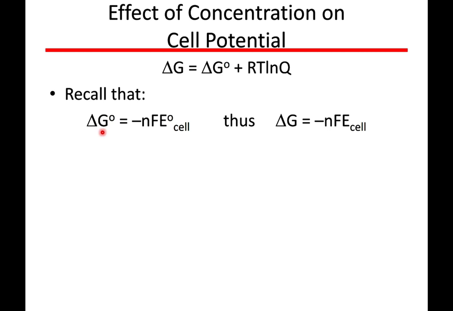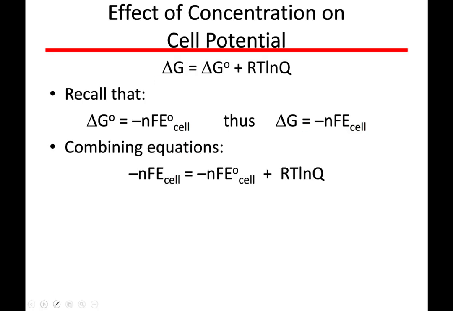We'll do that by substituting in that delta G standard is equal to negative NF E naught for the cell. And as a result, we could also say that delta G non-standard is equal to negative NF E non-standard for the cell. So both of these can be substituted into our delta G equation. And when you do that, you get negative NF E non-standard for the cell equals negative NF E standard for the cell plus RT ln of Q.